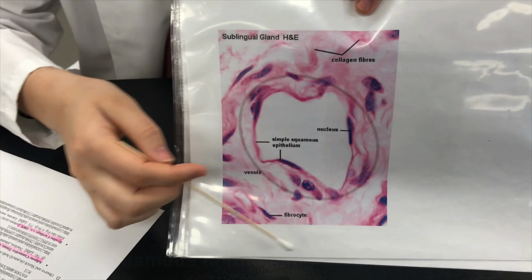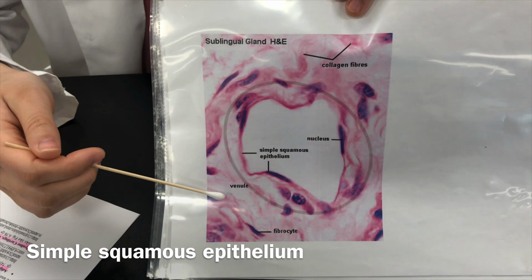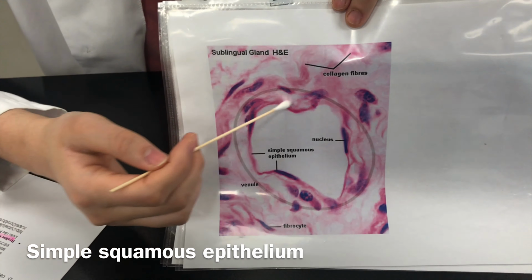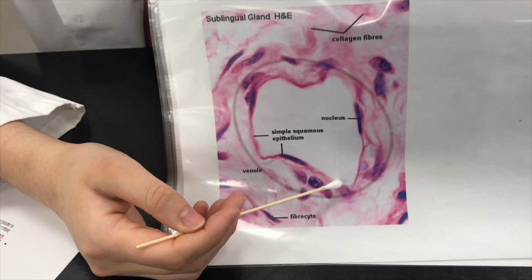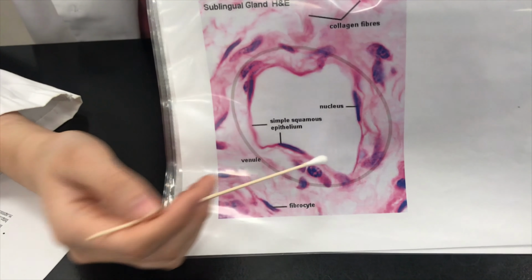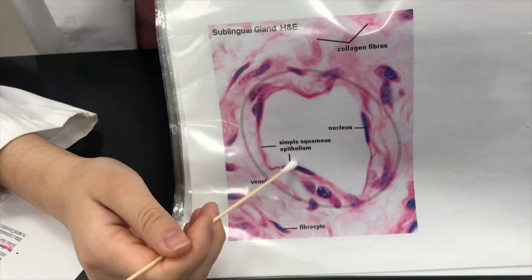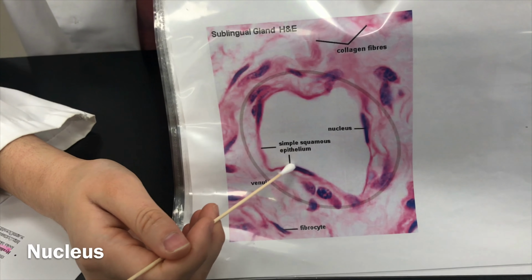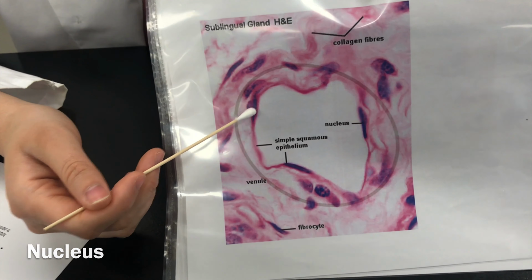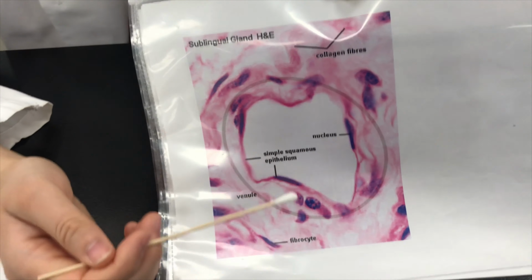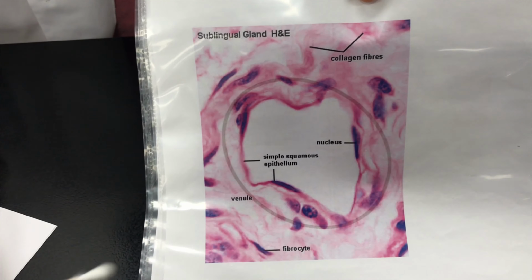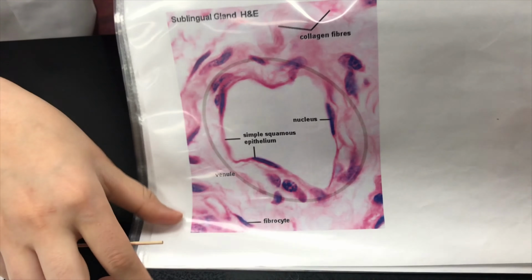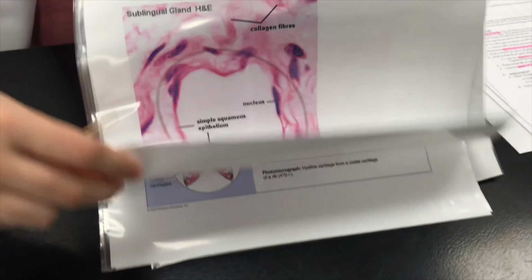Alright, so what we have right here is your simple squamous epithelium. You can see one single layer of flat cells lining it. For this, all you need to label is the nucleus, which is essentially this little dark spot right here. This tissue type you can find in capillaries and in the alveoli of the lungs. It's basically just a thin layer that helps pass stuff through.